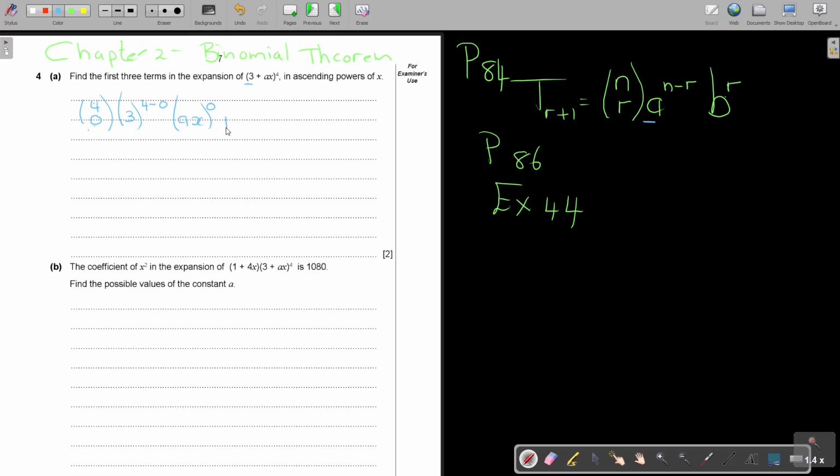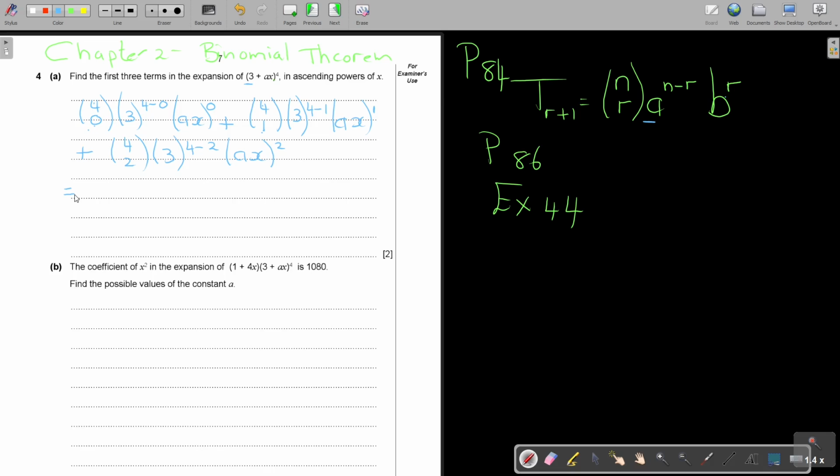That's the first term. The second one will be 4 choose 1, and again take your 3, to the power 4 minus 1, and then ax, only to the power of 1. Unfortunately, I'm going to write the next one here. So it's 4 choose 2, don't make a stripe, it's not a fraction. Then it's 3 to the power 4 minus 2, and then (ax) squared. Now I'm going to say equals, and work it out.